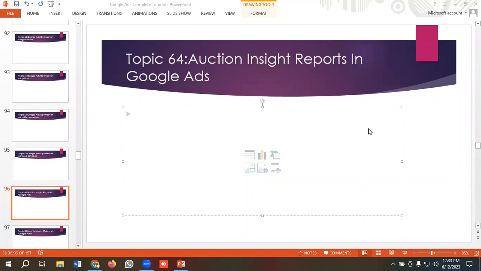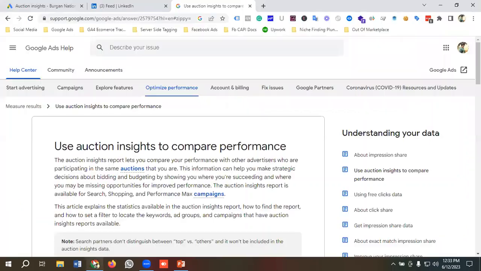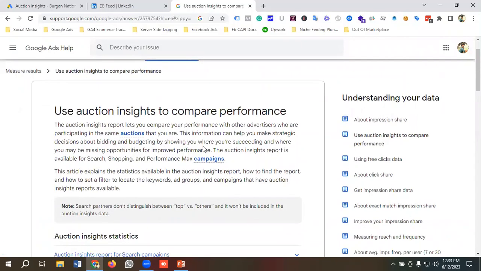Okay, so in today's lecture, we'll be discussing auction insight reports in Google Ads. So without further ado, let's get started. We are in the official documentation of Google about auction insight reports. So let's read what they say about it.